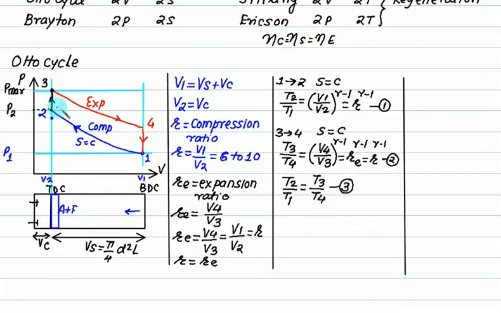The heat is added at constant volume, that is the 2 to 3 process. This is Q in. So Q in is defined for a constant volume process. So it is Cv, the higher temperature is T3, the lower temperature is T2. Heat is rejected during the 4 to 1 process.